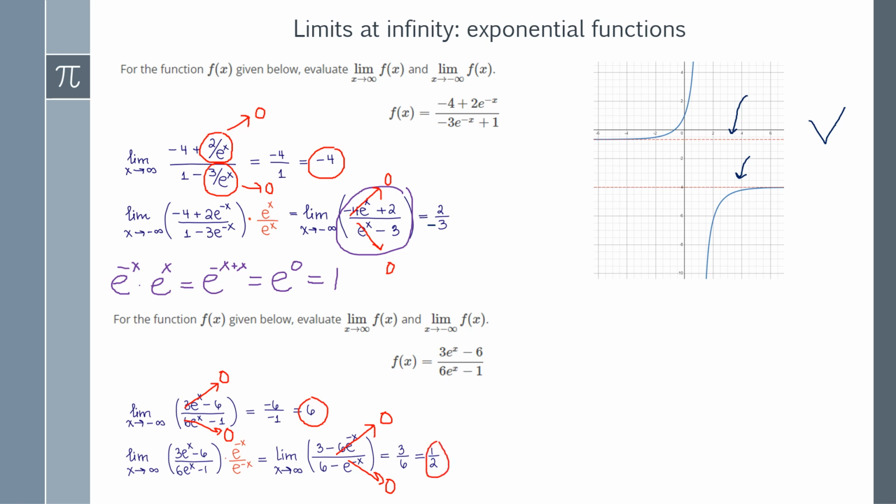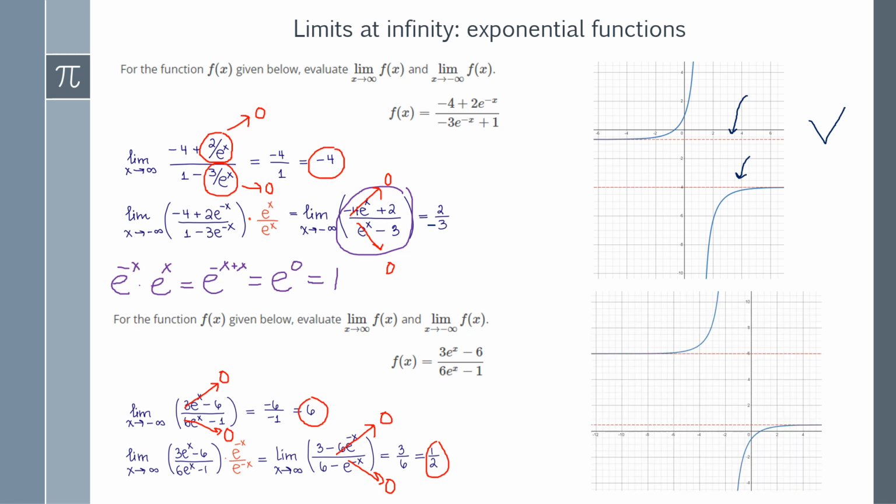All right, and now I'm going to graph it. Here is my graph with 2 horizontal asymptotes. y is equal to 6 over here. Notice as x goes to negative infinity, this branch is approaching the horizontal asymptote y equals 6. So that is my first limit. The second asymptote is y is equal to 1/2. As x goes to positive infinity, the branch of our graph is approaching that value. So that is our second limit.